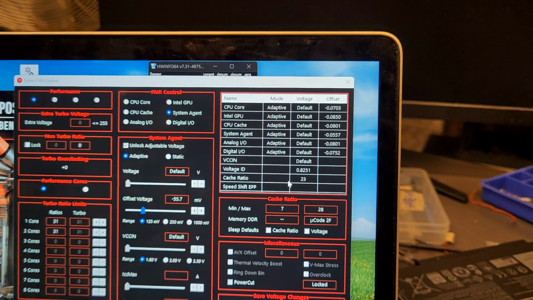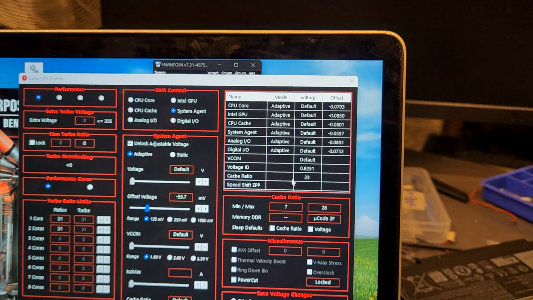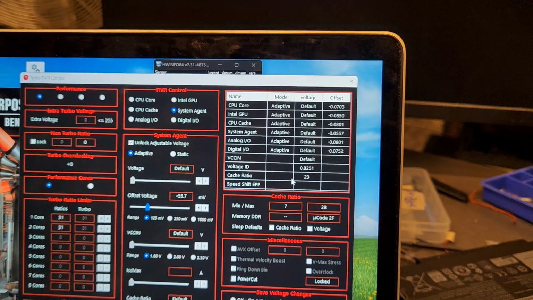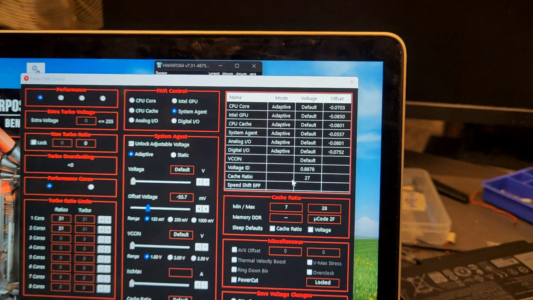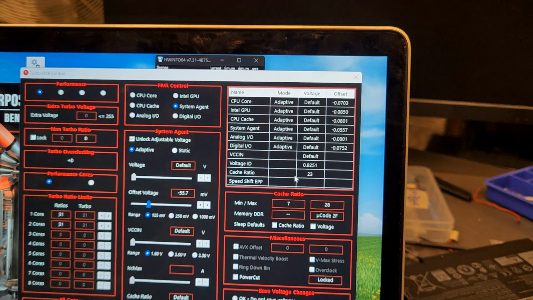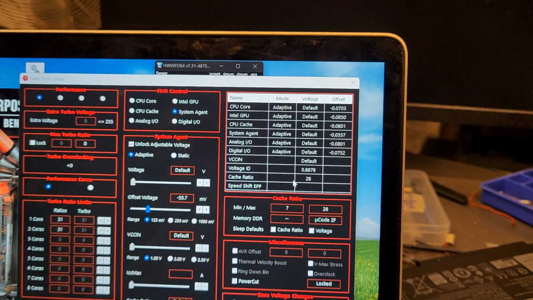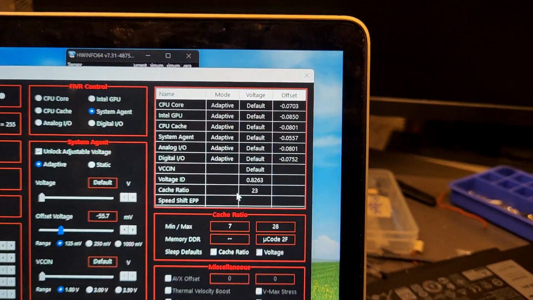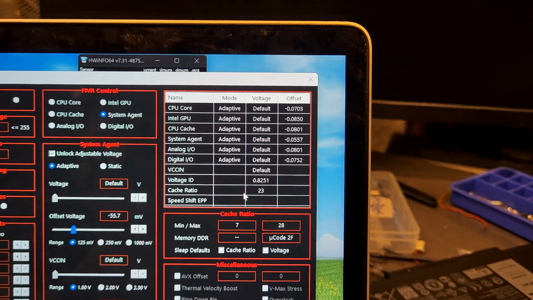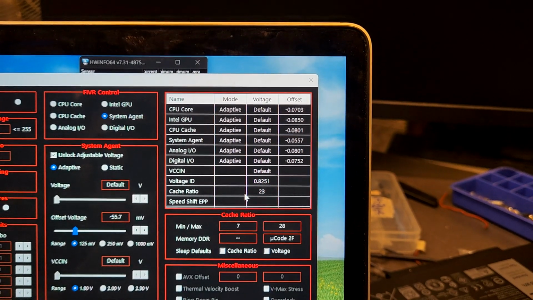And the main difference between Windows and macOS is that on macOS I was able to run the system with minus 0.080 on the system agent as well as the other values. So this is a 14 nanometer, but the architecture is very similar to Haswell.